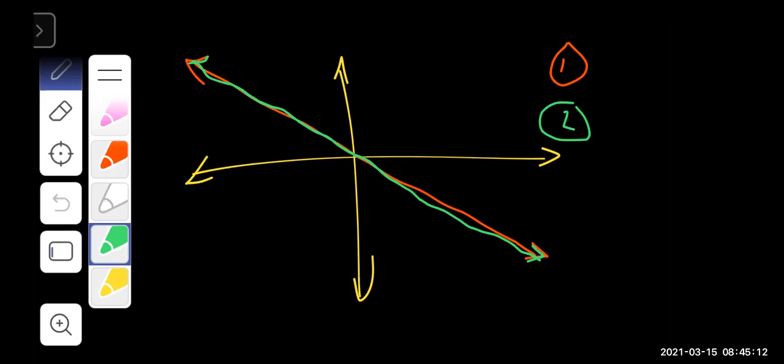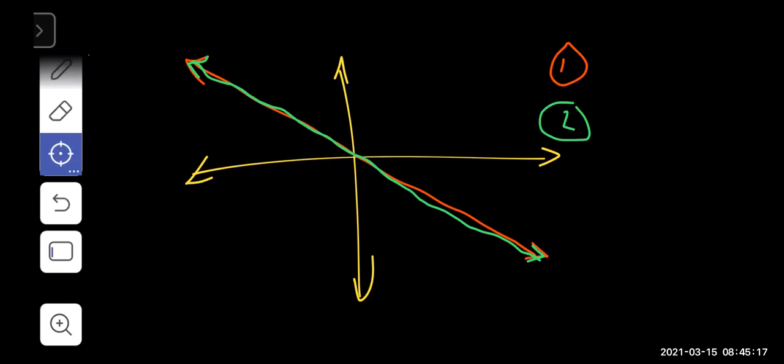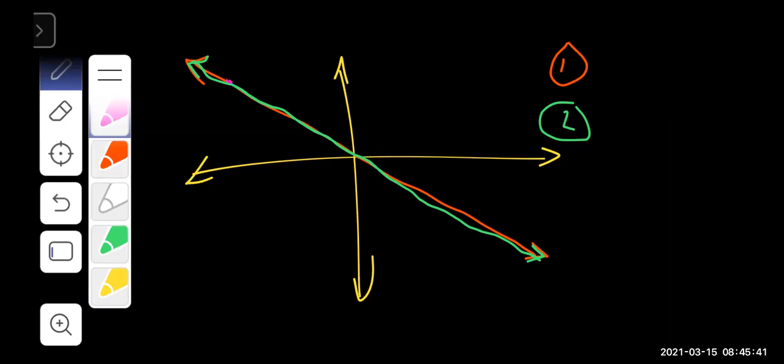Let's suppose that one is overlapping the other function. Can someone tell me at what points function 1 is touching function 2? You're going to notice that at every point they are touching, because they're overlapping each other. They're touching all along the way. So in this case, you cannot say only one point is the solution. This point is a solution, this point is a solution, because they're crossing, they're touching.